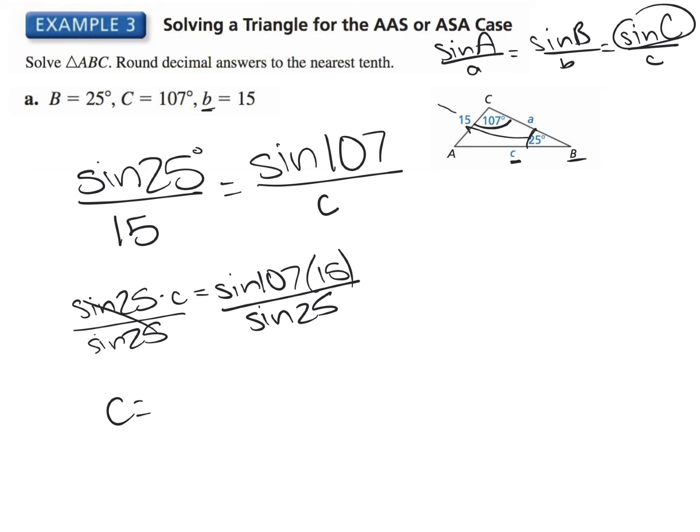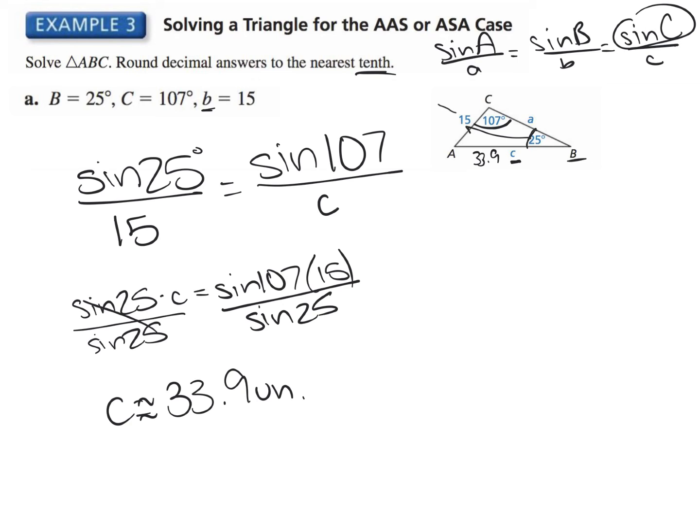I want you guys to try this with me. You need to make sure that you get c to be around 33.9 units. It says round to the nearest tenth, so that's why I got 33.9. Okay, so hopefully that made sense. That's the first piece. We are still missing angle A and side a.